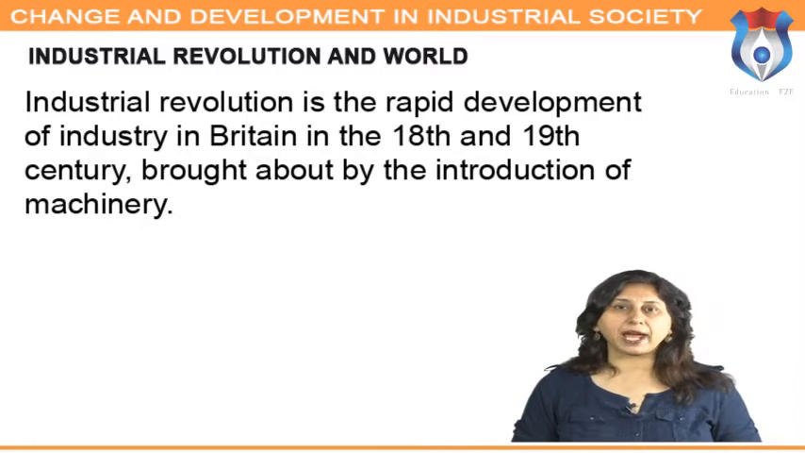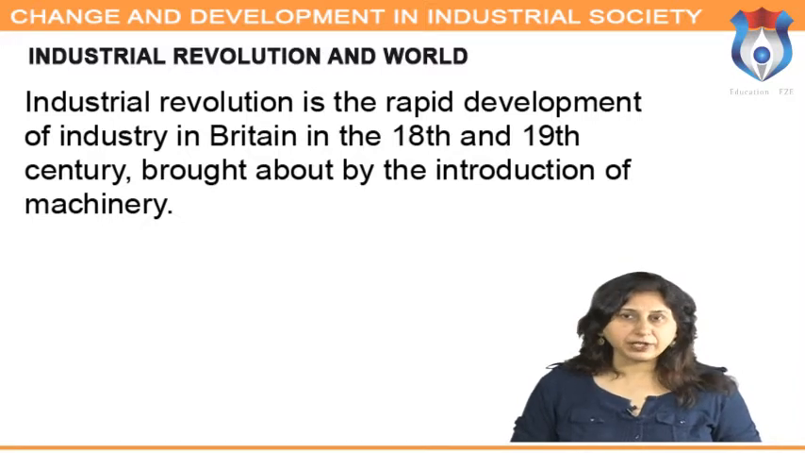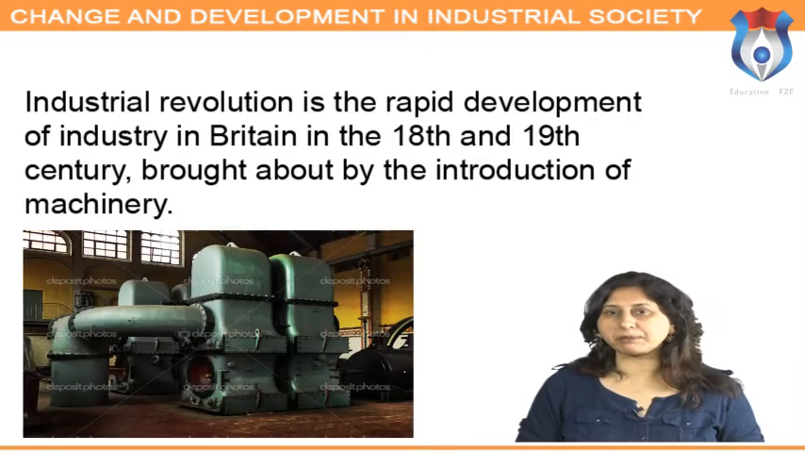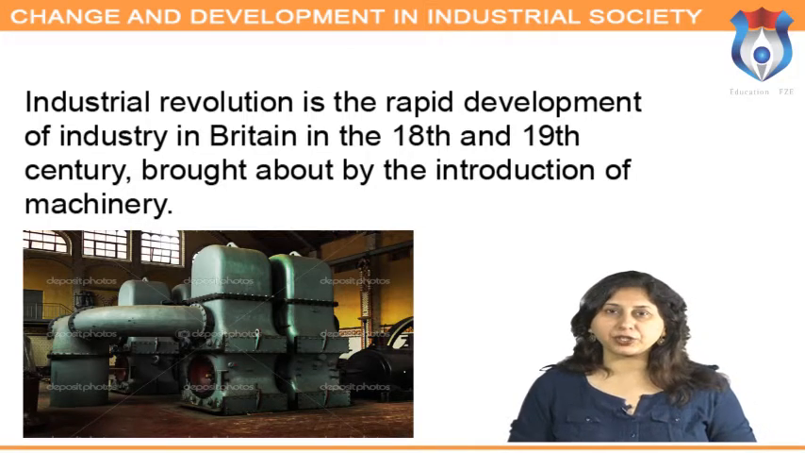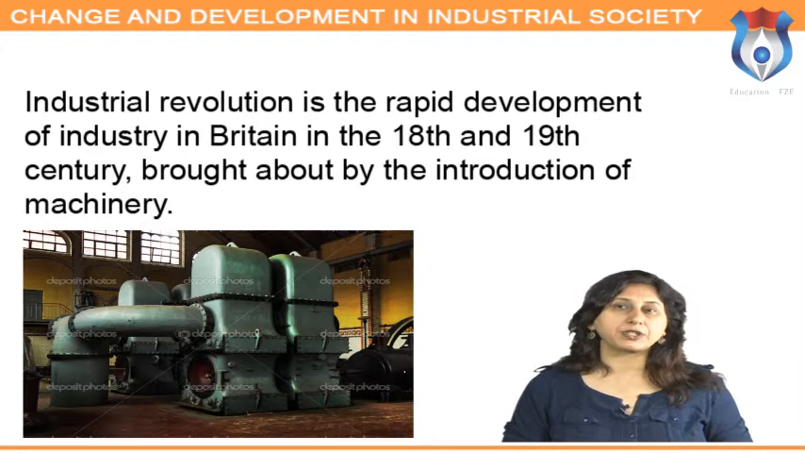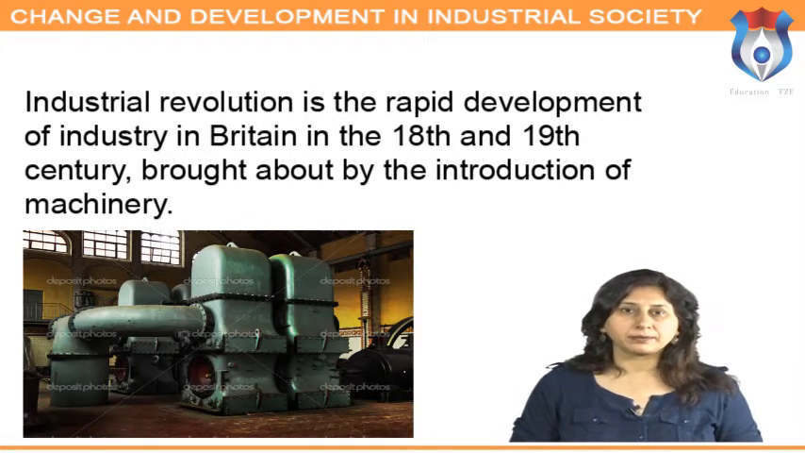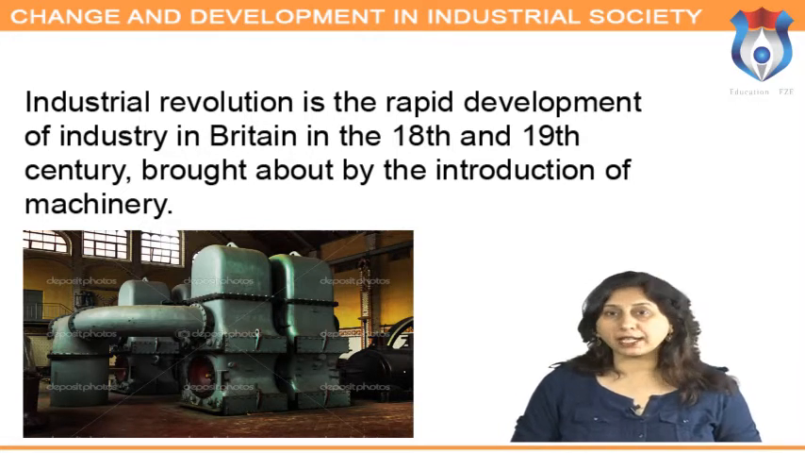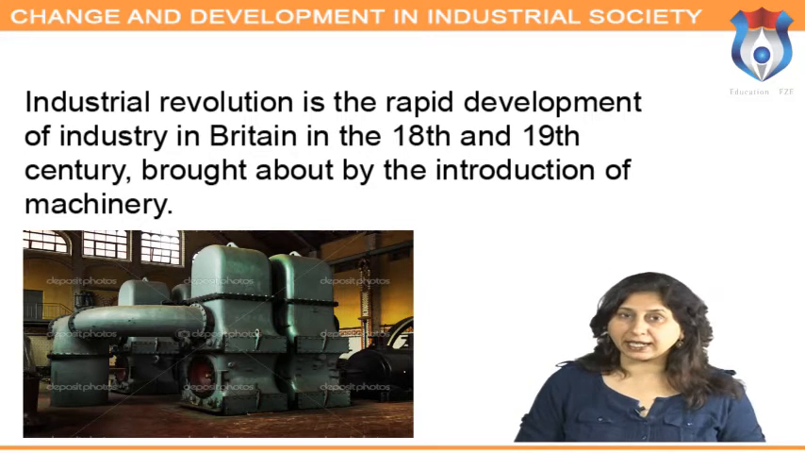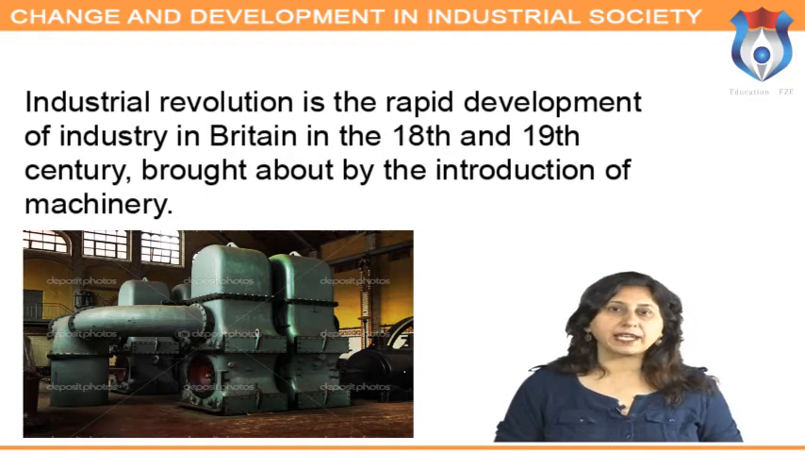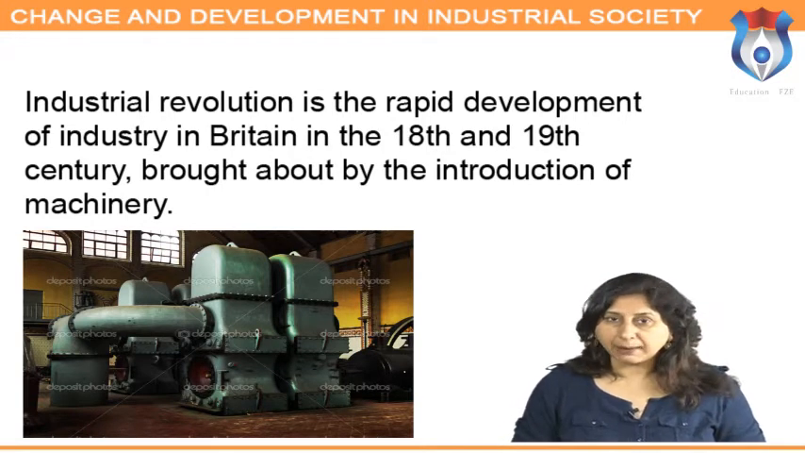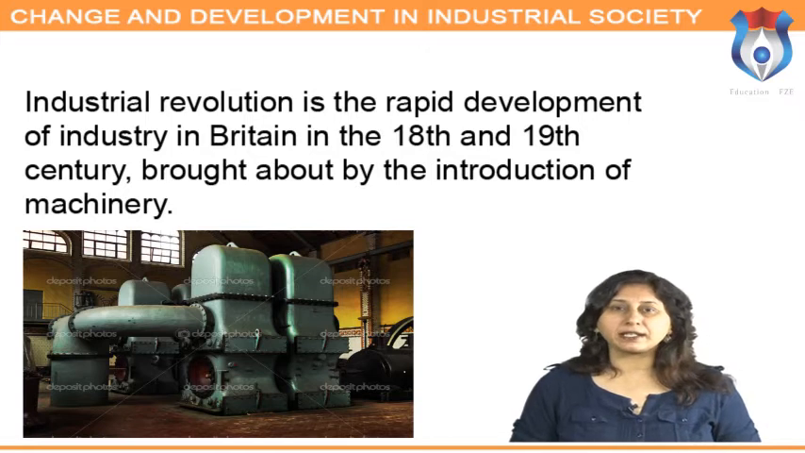Industrial Revolution and World. Industrial Revolution is the rapid development of industry in Britain in the 18th and 19th century, brought about by the introduction of machinery. It brought about a modern economy in which technological progress became a sustained and continuous process, resulting in reorganization of production, consumption, locational patterns, international relations, etc.